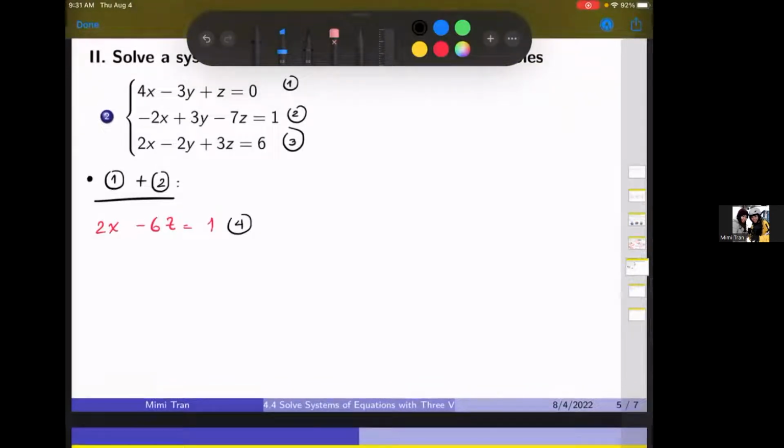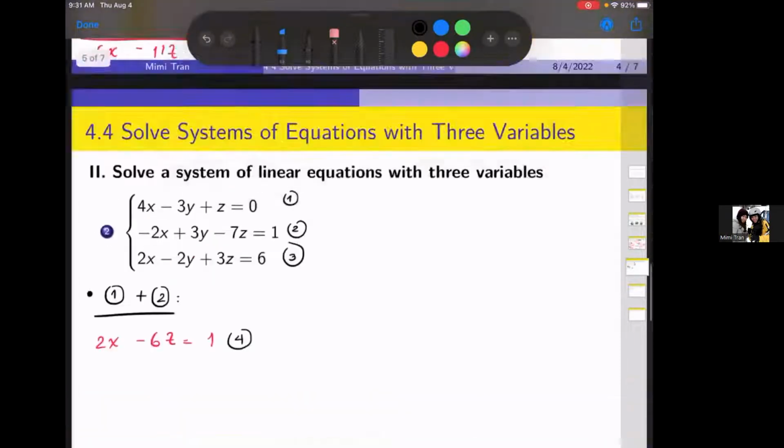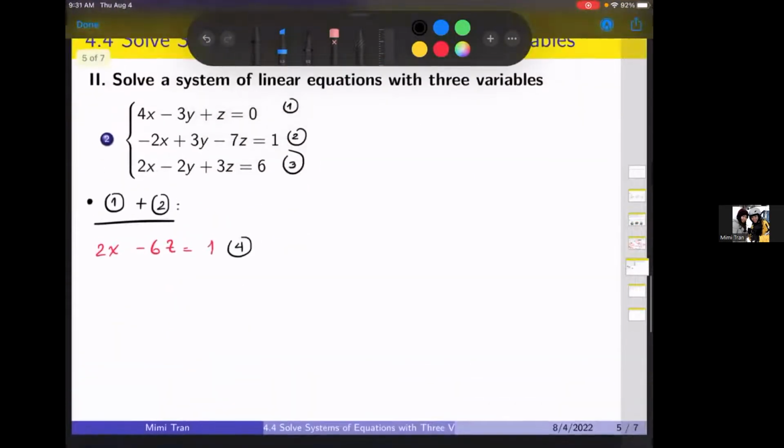Now you're going to focus on one variable at a time. So keep eliminating y, picking another 2 equations. I'm going to pick 2 and 3. So I need 6, negative 6, right? So what I'm going to do is multiply the second equation by 2, and then the third equation by 3, right?